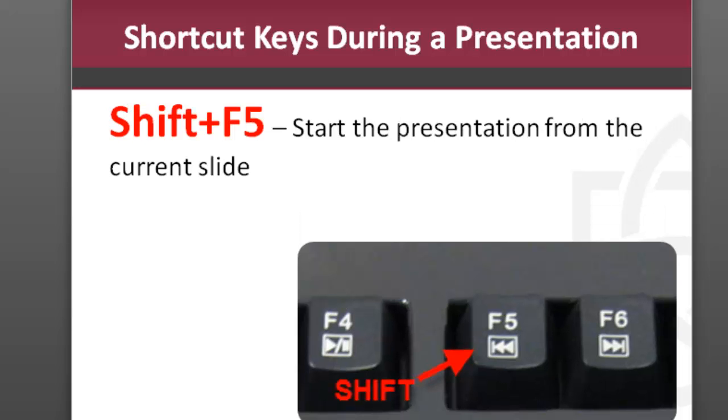Another key combination is the Shift and F5 key. The Shift and the F5 key will start the presentation from the current slide in your presentation. So you could be on slide number 5, and instead of starting from the very beginning, you just press Shift F5 and it will take you directly to that slide.